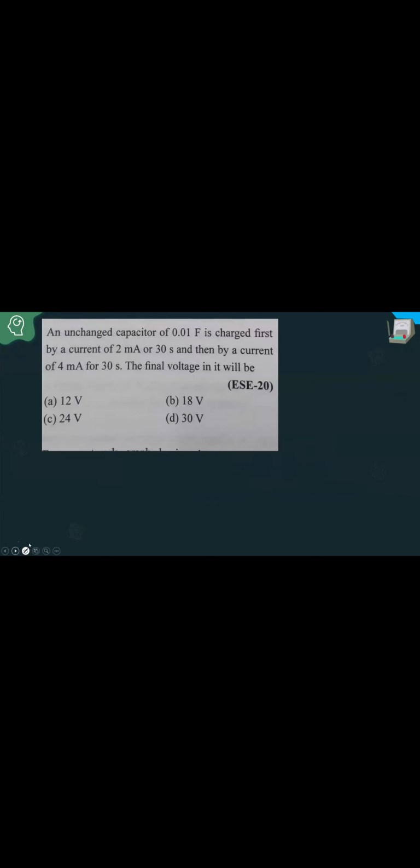Next. Can anybody answer this question? Come on, do it. Example 3. An uncharged capacitor of 0.01 farad is charged first by a current of 2 milliamperes for 30 seconds, and then by a current of 4 milliamperes for 30 seconds. The final voltage it will reach is? Come on, friends, do it.